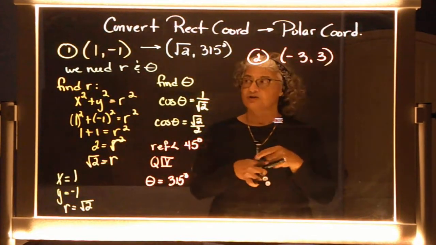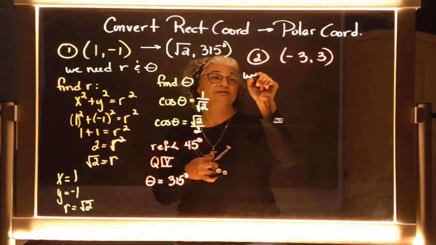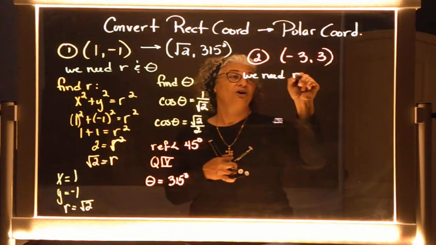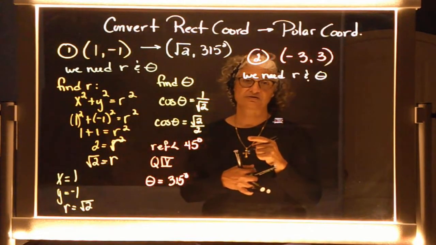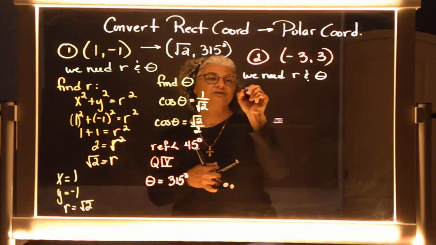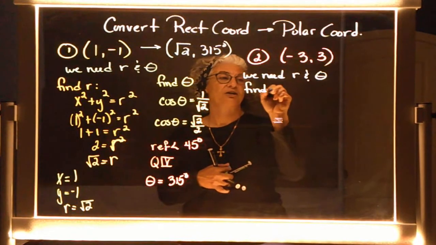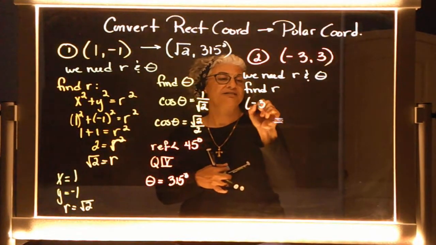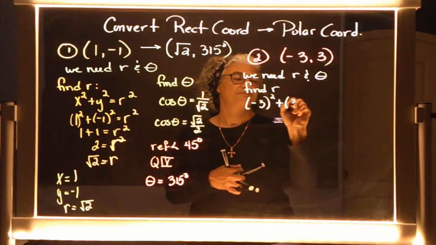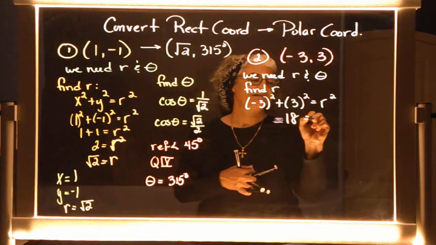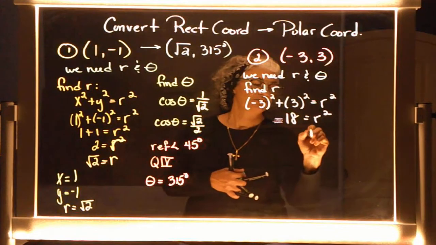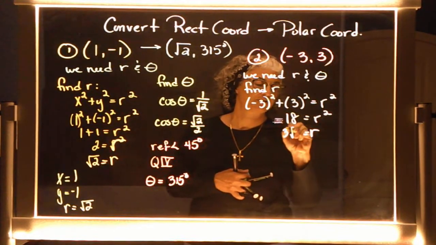Okay, we need to find, right? We still need r and theta. Which one do we find first? R. So, to find r, we're going to use Pythagorean's theorem, which basically gives me 18 equals r squared, right? Which means r is equal to 3 square root of 2.